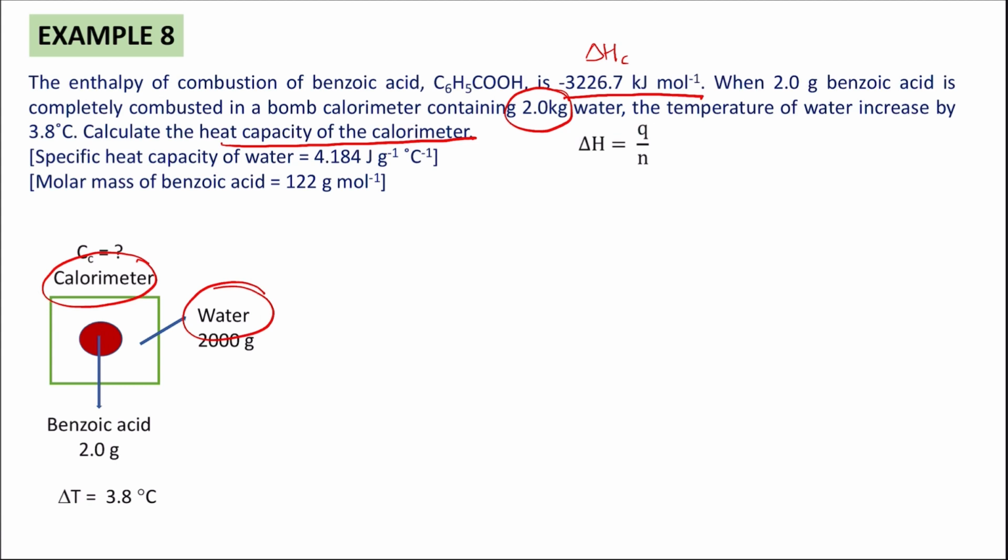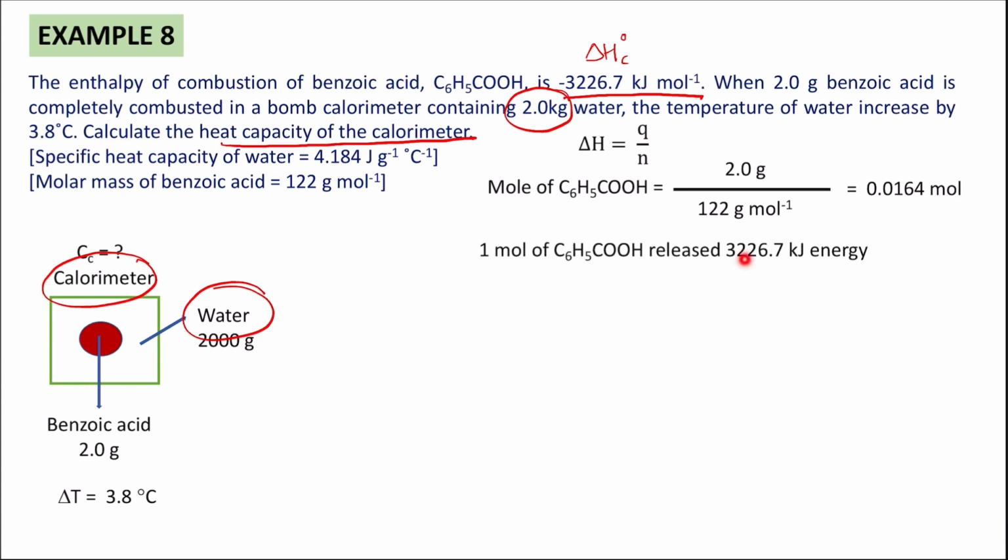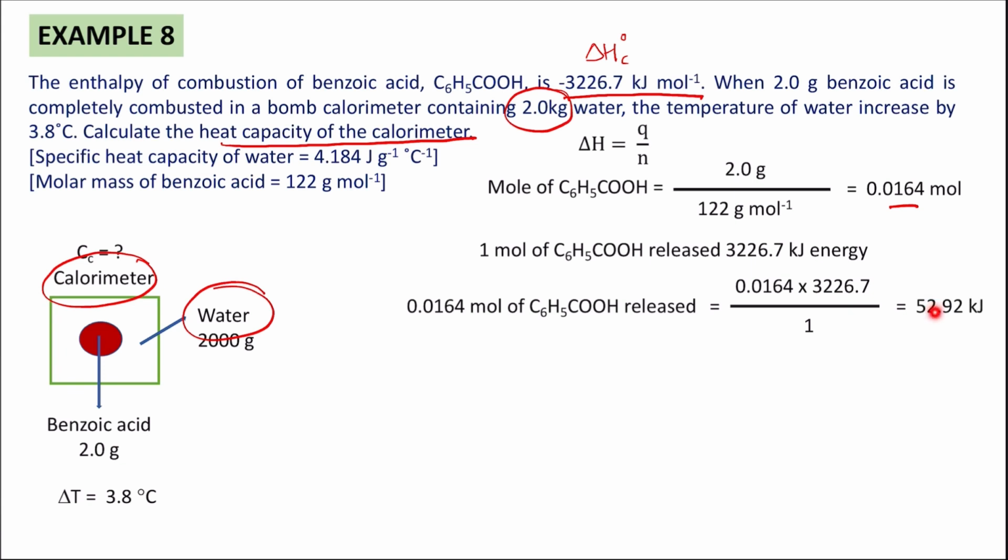So untuk tentukan number of mole, kita kena calculate dulu for mole of benzoic acid. So saya akan calculate, I will have 0.0164 mole for benzoic acid. And then we know that from the question, ini adalah standard enthalpy of combustion. Okay, so you can see that based on 1 mole of benzoic acid, they release 3226.7 kilojoule energy. Okay, so kalau sebanyak ni, macam mana saya nak dapat? Saya akan buat stoichiometry darab silang. I will get the value 52.92 kilojoule.